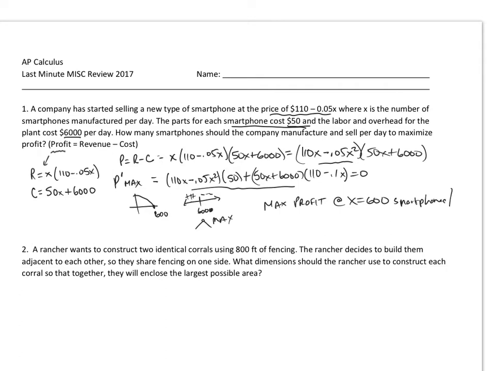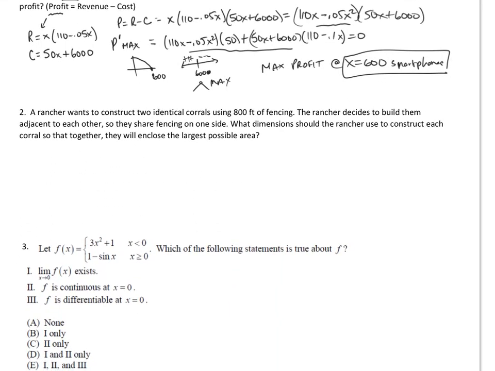All right, moving on to number 2. Let's take a look at this one. A rancher wants to construct 2 identical corrals using 800 feet of fencing. The rancher decides to build them adjacent to each other so that they are facing on one side. What dimension should the rancher use to construct each corral so that together they enclose the largest possible area?